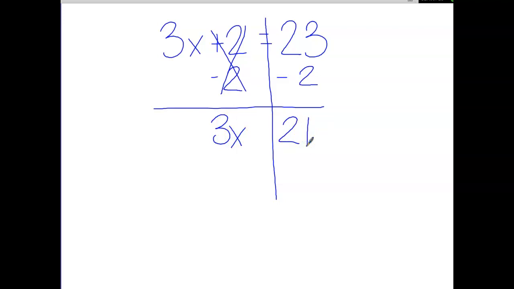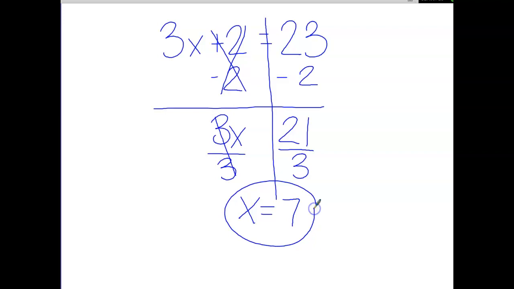I know that 3 and x are multiplied, so the opposite operation is division. So I'm going to divide by the number with the variable, which is 3. What you do to one side, you do to the other. X equals 21 divided by 3 is 7. So we're sticking with that same thought process that we did when we were solving one-step equations. Opposite operation, opposite operation, opposite operation.